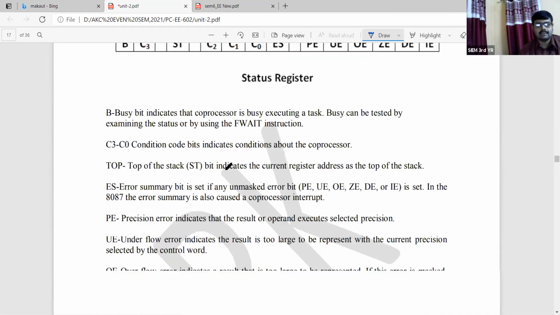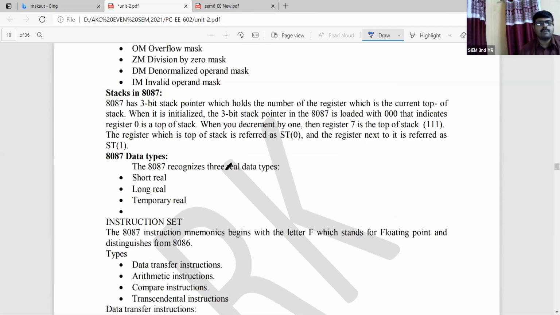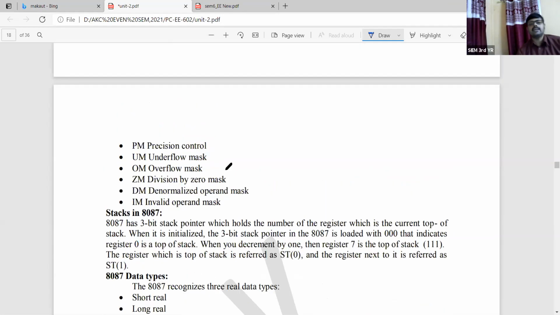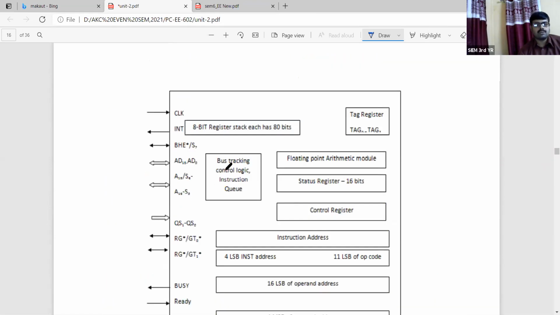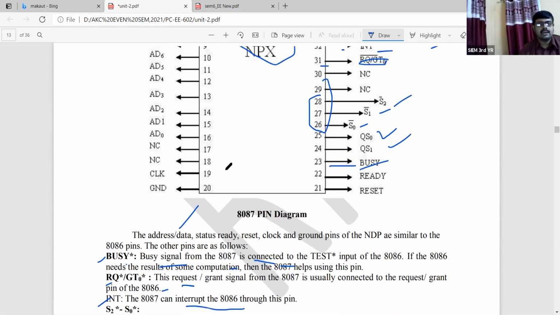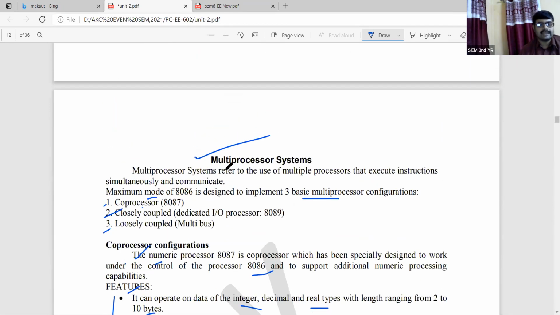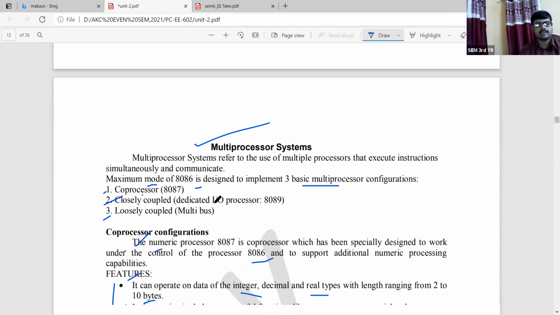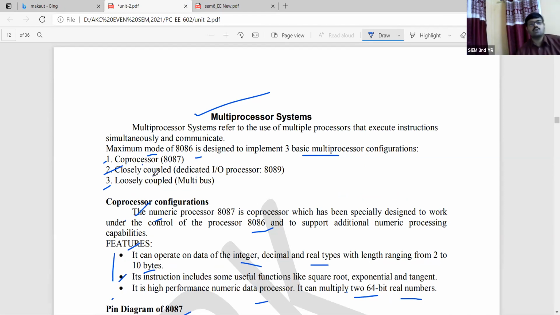And the other types of operations that we get in the other modes of operation. In the maximum mode of operation, we have already classified three configuration sets. If you see the initial part, the coprocessor, we have started with the 8086. We'll finish this one. Closely coupled, that is the dedicated IO processor, the 8089, and the last one is called loosely coupled, that is the multibus. So we'll try to finish up these three modes of operation.